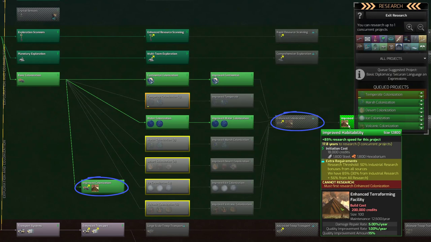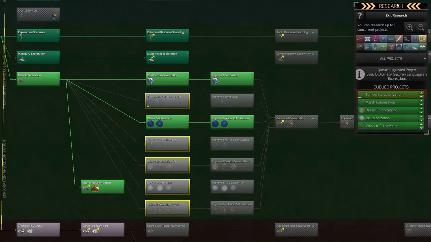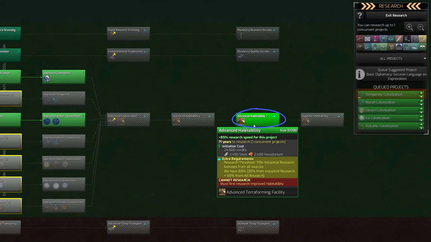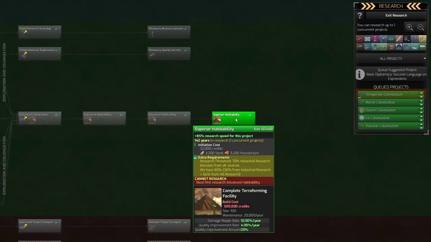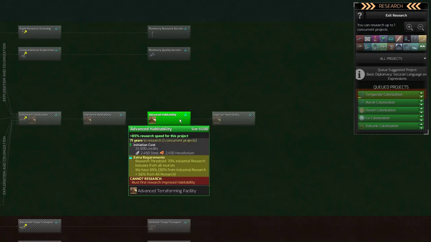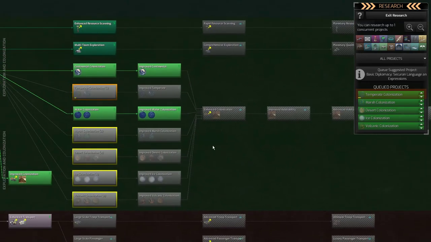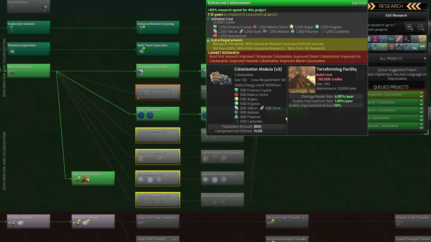And then there's another tier above that to 15%. Then there's one to 20%. And finally to 20. Oh, that's just a faster one. It just does it faster. And it repairs damage much faster too, but it's still 20%. Okay. So those are the techs that we're going to do for terraforming.